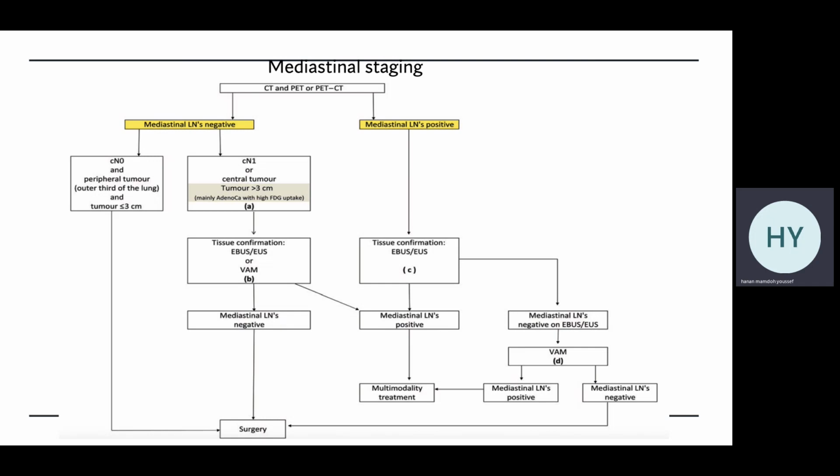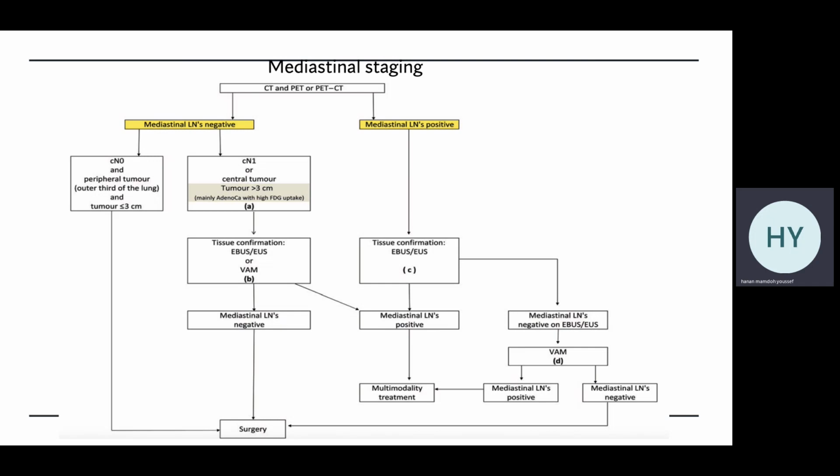For a patient without metabolically active lymph nodes on the PET scan, or without enlarged lymph nodes, we can proceed to surgery without mediastinal staging. If the mediastinal lymph nodes are positive on PET scan or CT scan or enlarged, then we have to do the EBUS or EUS.